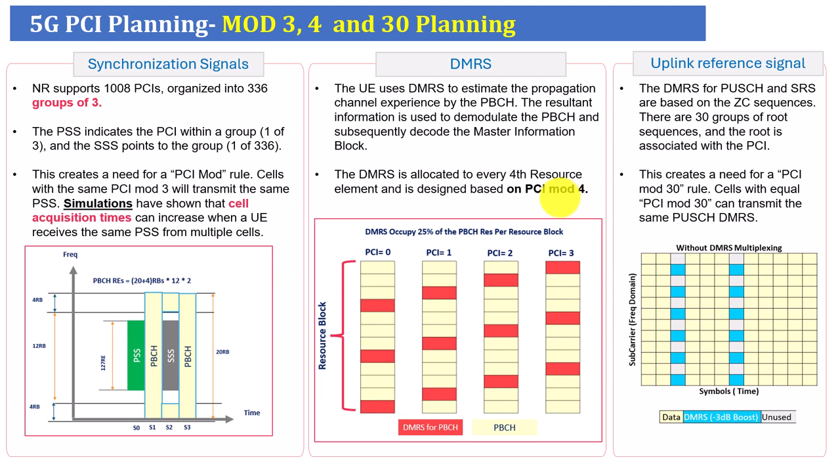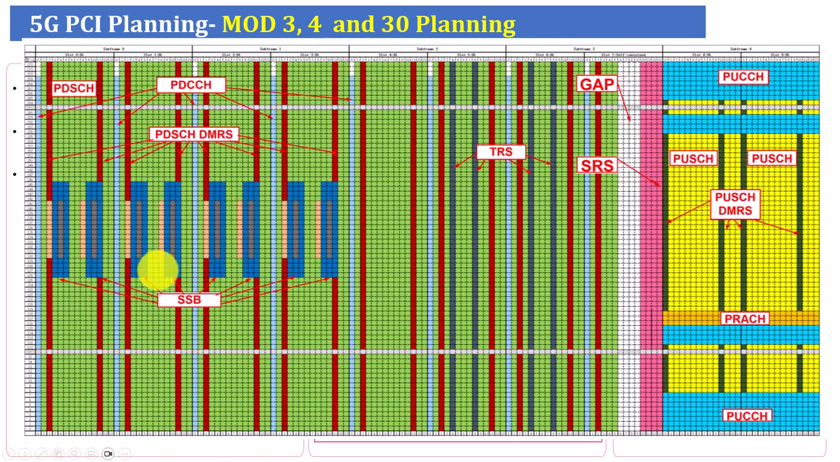Okay, so just here the last one, that's about the uplink reference signal. Just to quickly recap something here, I would like to show how the figure looks in the frame. Again, here you have the SSB, as we mentioned, that the SSS surely required mod 3 planning, and the broadcast required mod 4 planning.